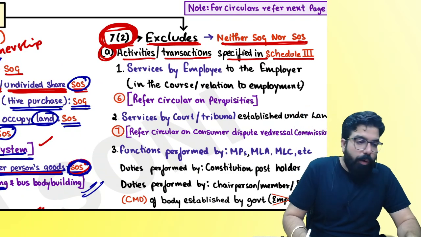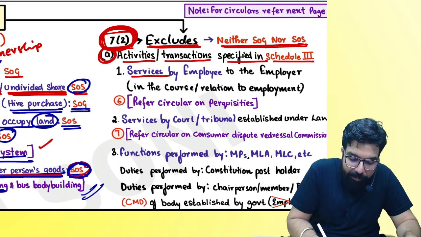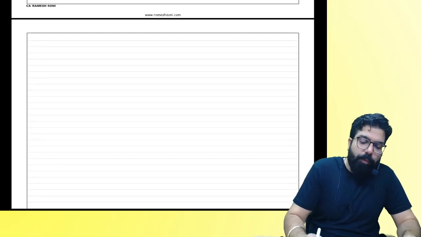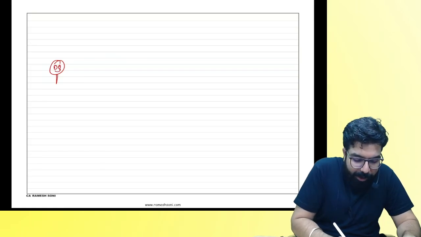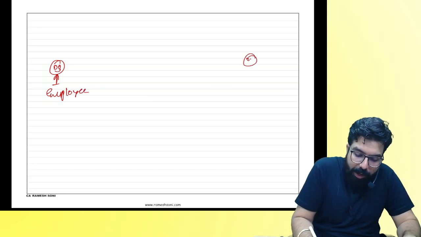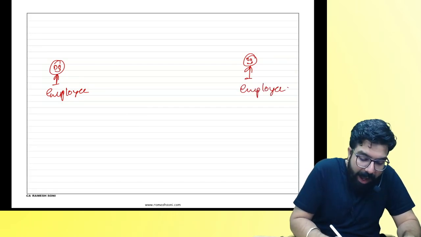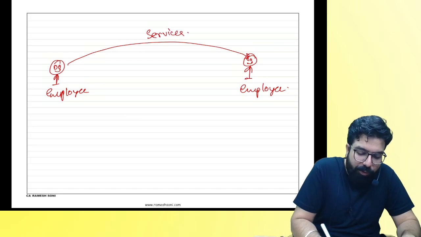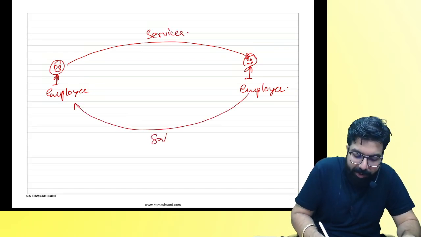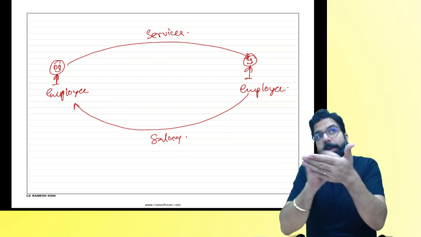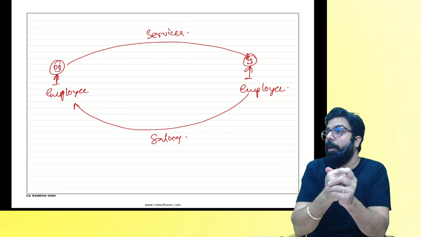Whenever one employee gives services to the employer in the course of or in relation to employment. Listen to me very carefully. I am the employee and you are the employer. I went ahead and gave some services to you, and you went ahead and gave me salary. My question here: have you seen any employee telling the employer 50,000 rupees plus GST, give me 55,000? Why?